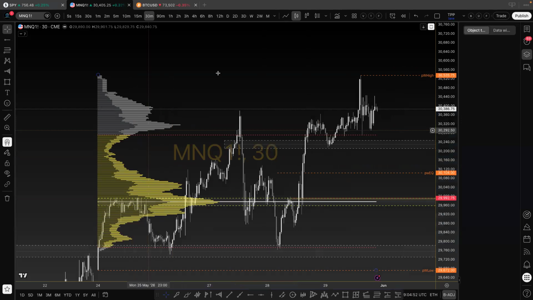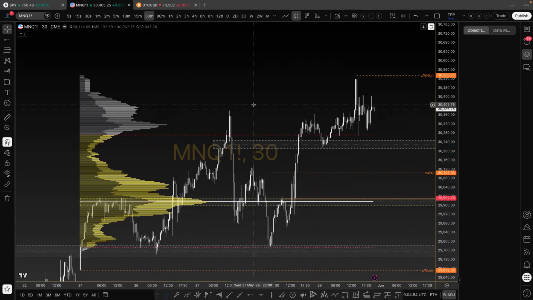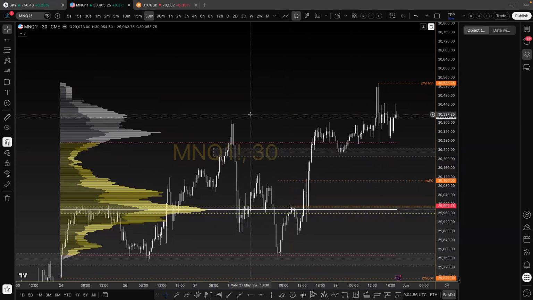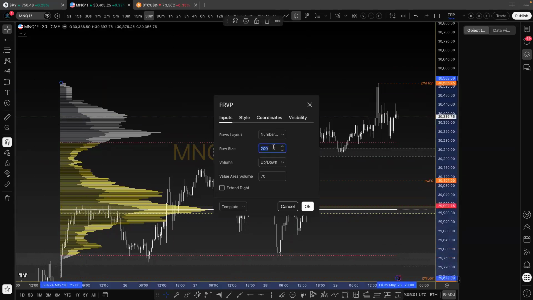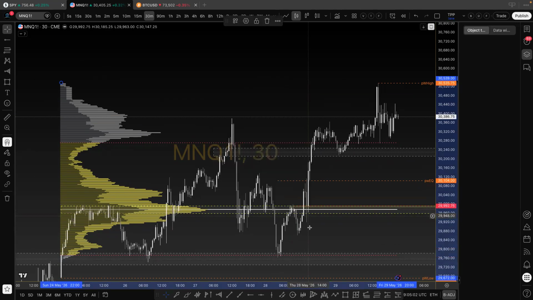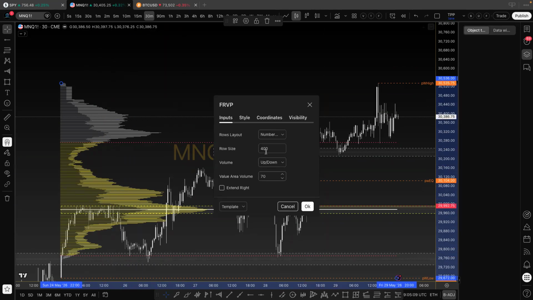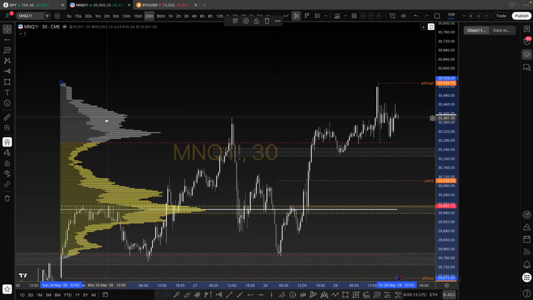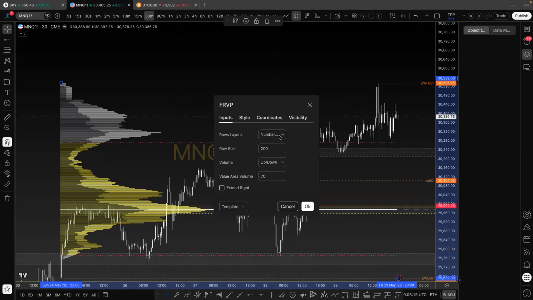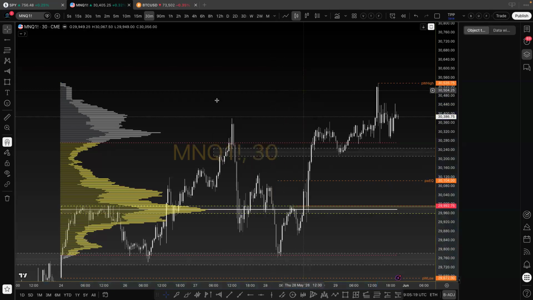And I use the same settings for all the other volume profiles. And then you have yours on 400, you say. Okay, let's see. Yeah, perfect. It will be even more detailed. I have two sets of settings. So this is number of rows, right? And this is good for me.